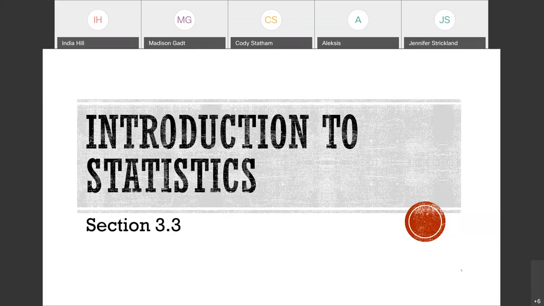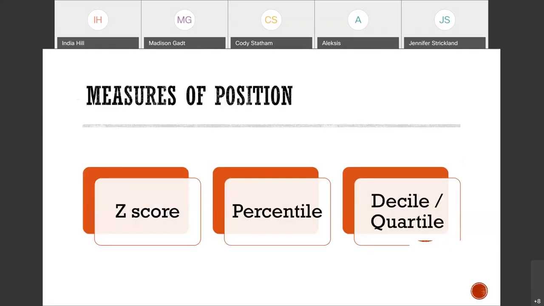We talked about the averages, variance and standard deviation. This is the last of those three sections. So this one has measures of position. All right, so we're going to be talking about these three things.